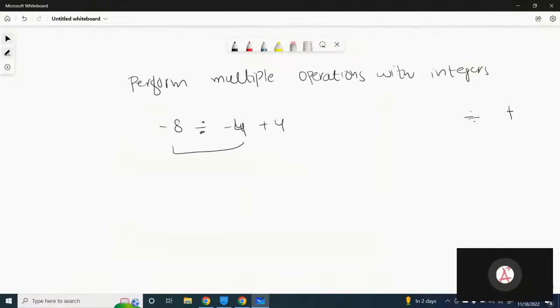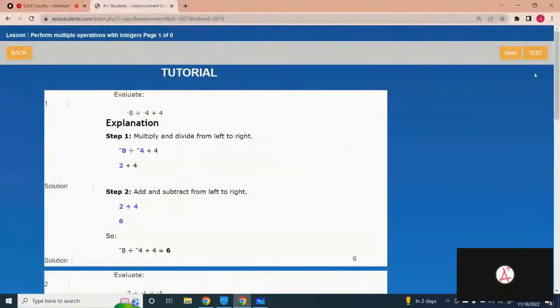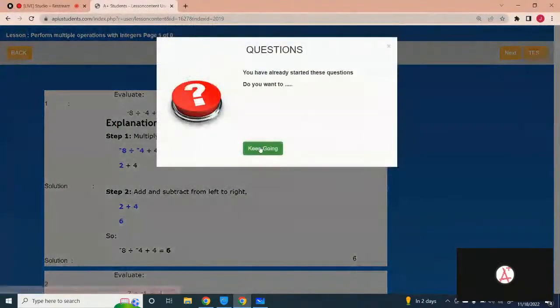You are dividing two numbers with the same sign, so the answer must be positive. 8 divided by 4 is 2. Got it? Then you have to add positive 2 and positive 4. So it makes positive 6. Got it? It would be positive 6. Let's start with the test questions.